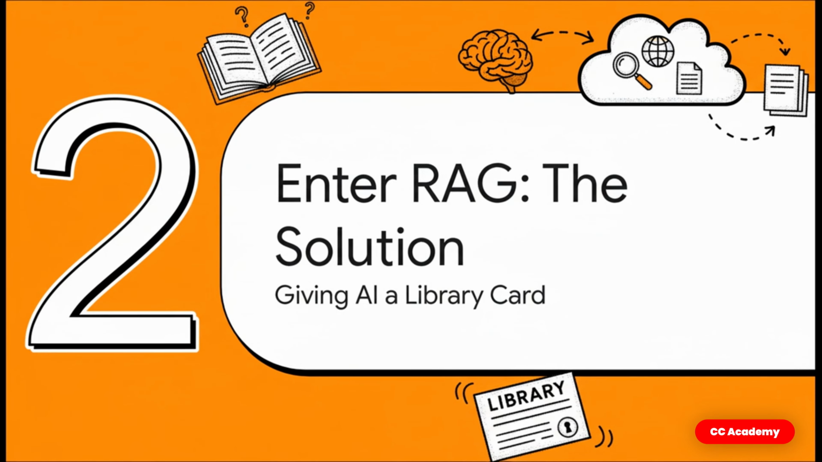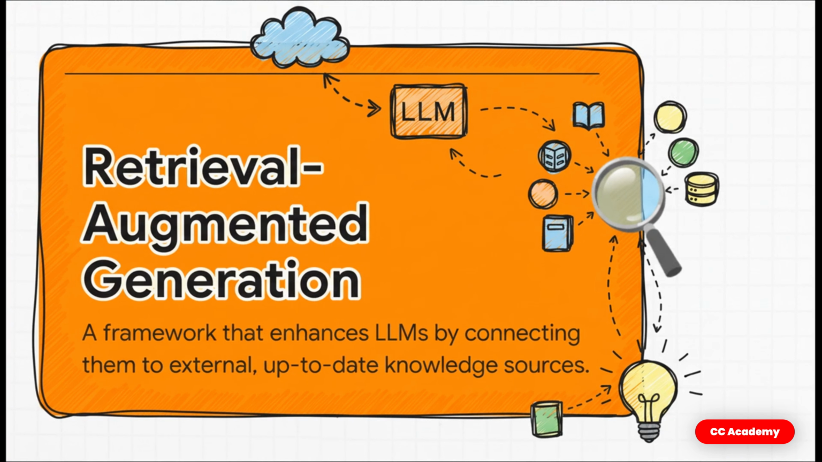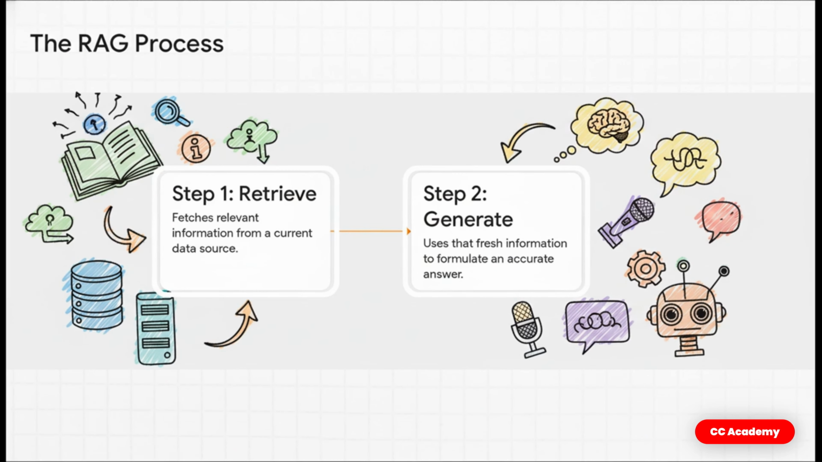But what if you didn't have to rebuild the skyscraper? What if you could just give it a live news feed, or maybe a direct line to the world's best library? That is the exact idea behind Retrieval-Augmented Generation. That's RAG. At its core, RAG is a framework that gives that brilliant but outdated expert a real-time connection to the outside world. Here's the key. Before the LLM even tries to answer your question, RAG goes out into the world and finds the most relevant, up-to-date information first.